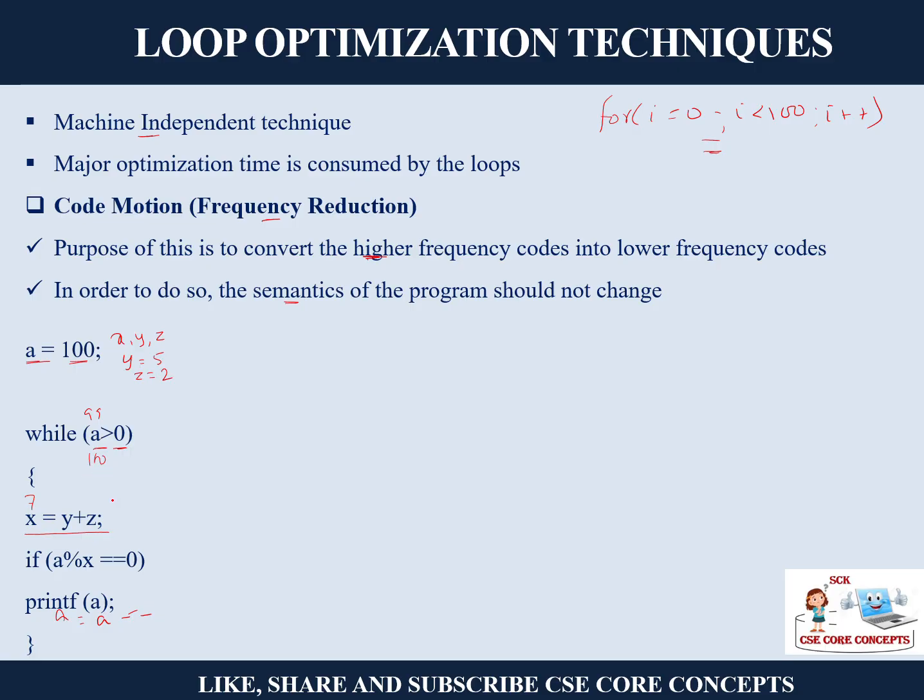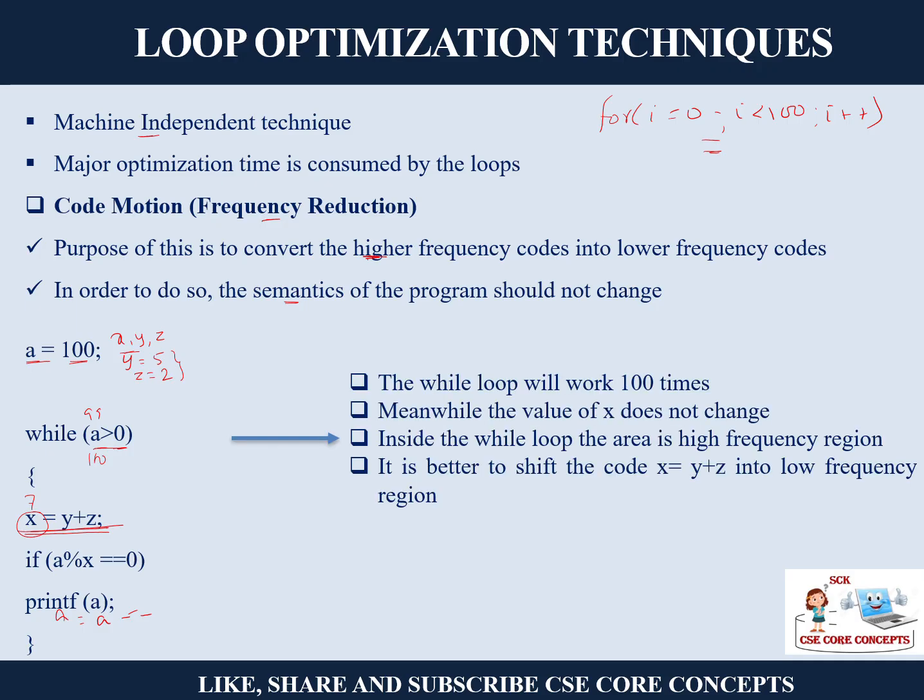But when I am doing it several times, is my value of x changing anyway? No, because I have declared the value of y and z, and based on that my x value is computed. Nowhere in the loop is it being changed, right? But you realize this loop will work 100 times. 100 times this x value is computed unnecessarily, where the value does not change, right? So this while loop will work 100 times. The value of x does not change.